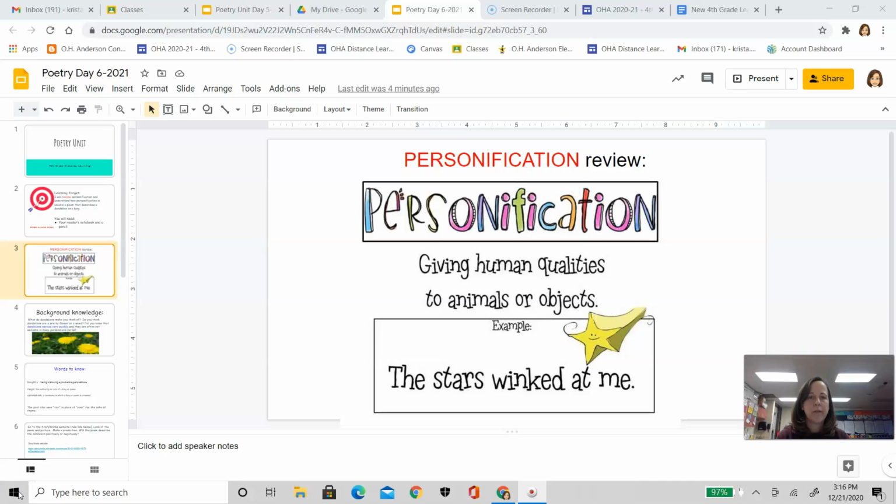Let's review. Personification is giving human qualities to animals or objects. An example of personification would be: the stars winked at me.